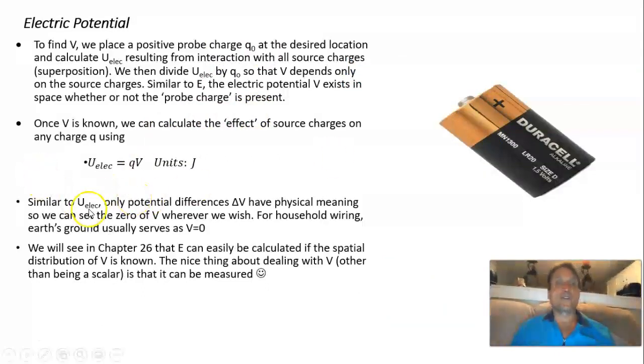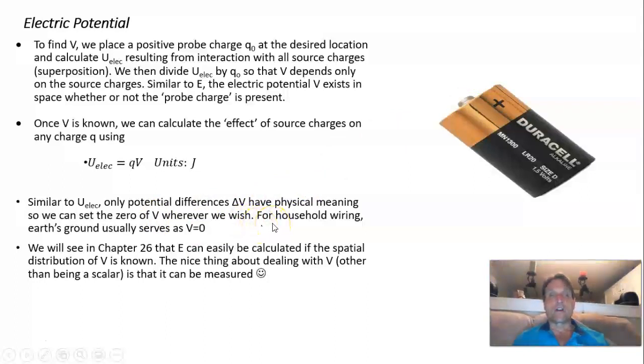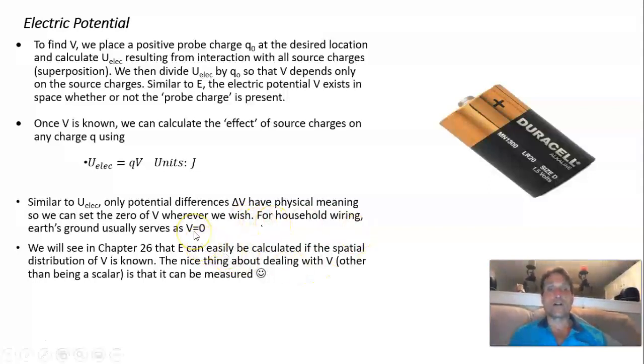Now, similar to U, the electric potential energy, only differences in the potential between points have physical meaning. So only delta V has meaning. And so we can set the location of V equals 0 wherever we want. For household wiring, for example, the Earth's ground is usually the point that we call V equals 0, and all of the other potentials at any other location are referenced to the value at ground.